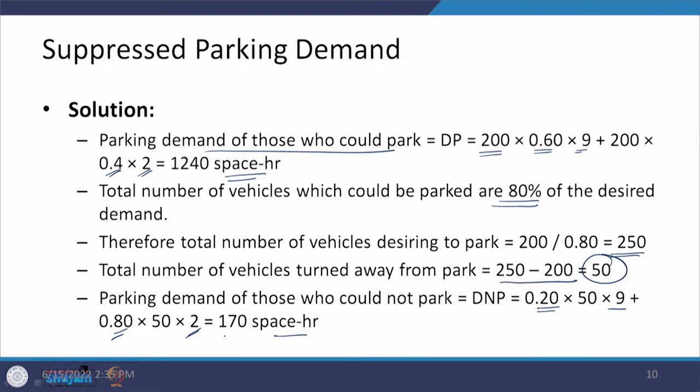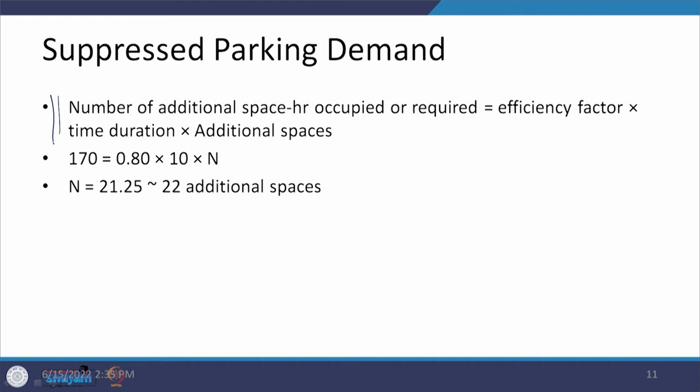Now, for this 170 space hours, we have to see how it gets converted into the number of spaces. So, this is what we say. The number of additional space hours occupied or required is going to be the efficiency factor into time duration into the additional spaces, and this is how it gets satisfied. So, the number of additional space hours which have been observed or calculated are 170.